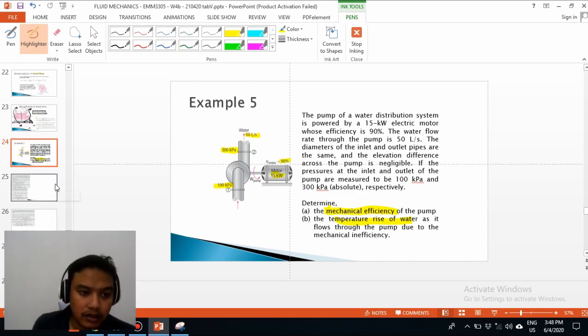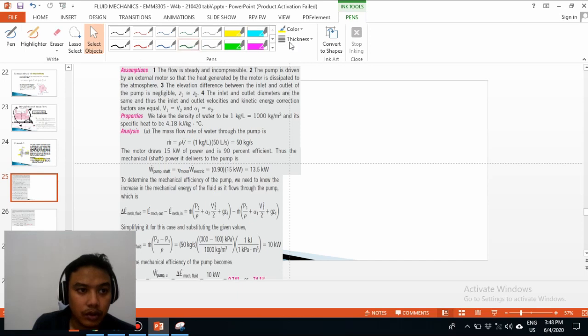Okay. When we get these questions, what we need to do is understand that for question A, we need to find the mechanical efficiency. For mechanical efficiency, we need to know the equation, the equation of mechanical efficiency.